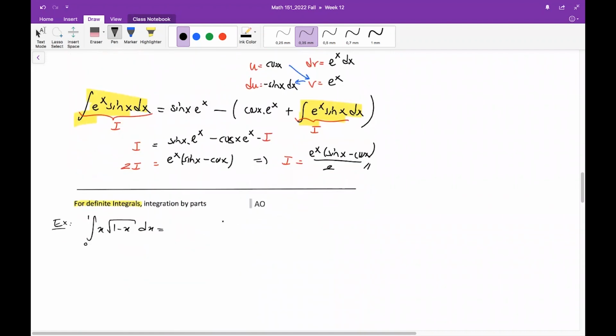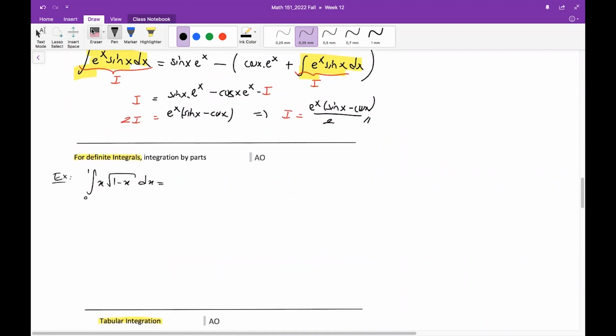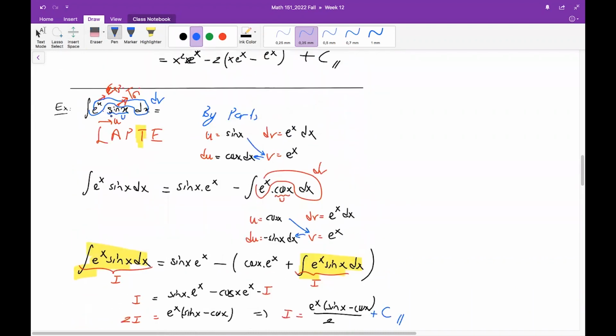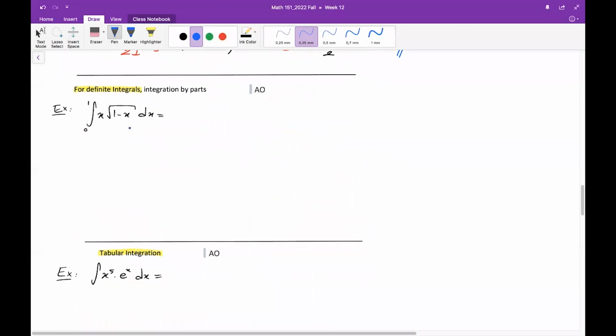Okay, let's solve one more example. Here we have a definite integral. By the way, I just forgot to put here an arbitrary constant c because the integral was an indefinite one without any boundaries. Okay, for this one here, we have a definite integral. So let's choose this part as u and this part as dv, shall we? So u, du, we choose dv, and then I will write what is v.